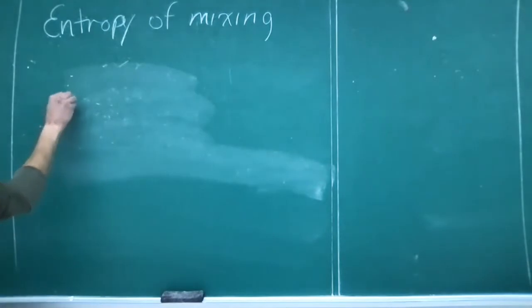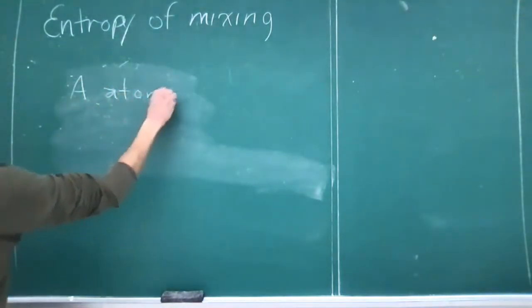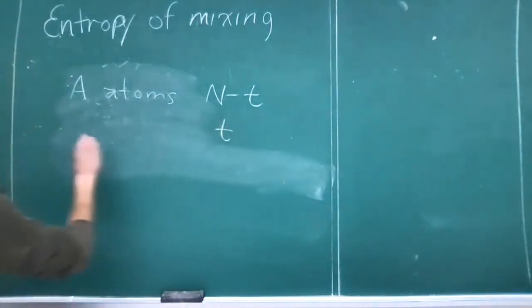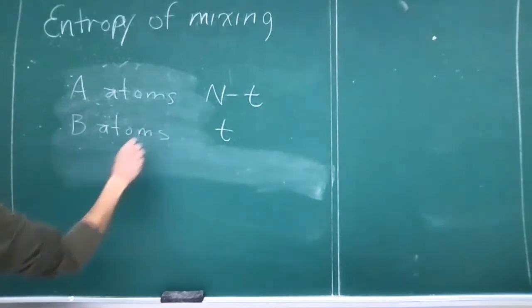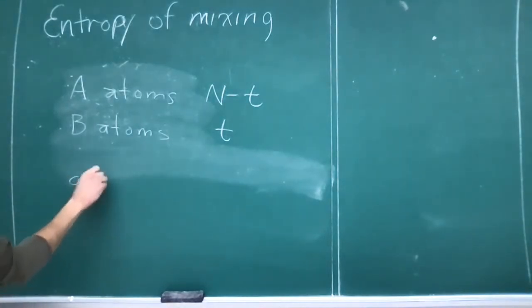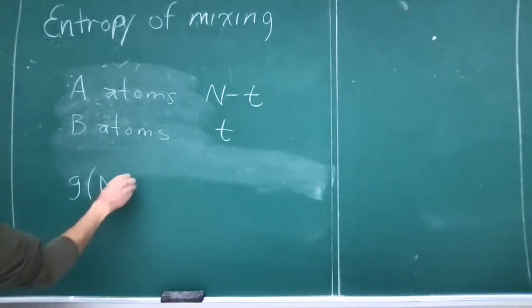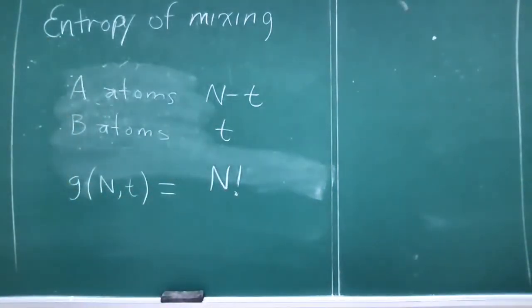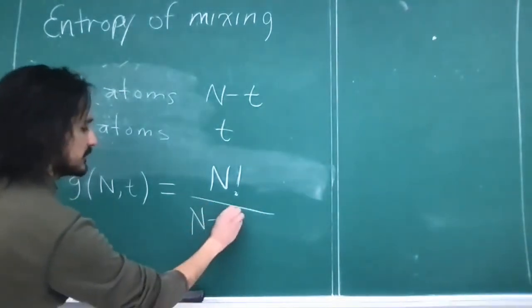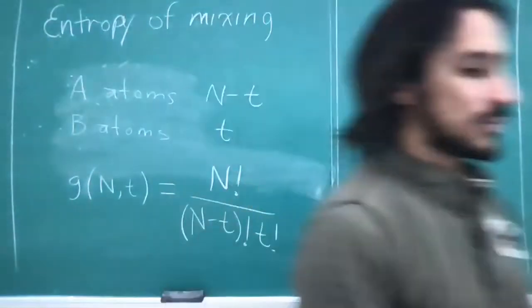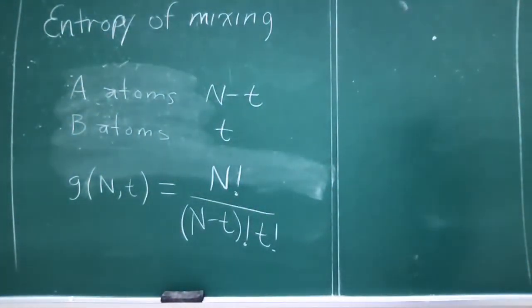All right. So if you have N minus T A atoms, and T B atoms, then the number of states available to the system, which is a function of N, the total number of atoms, and T, the number of B atoms, is going to be N factorial divided by (N minus T) factorial times T factorial. So we do not have much time, so I'm not going to go through the algebra, but you can check my notes.